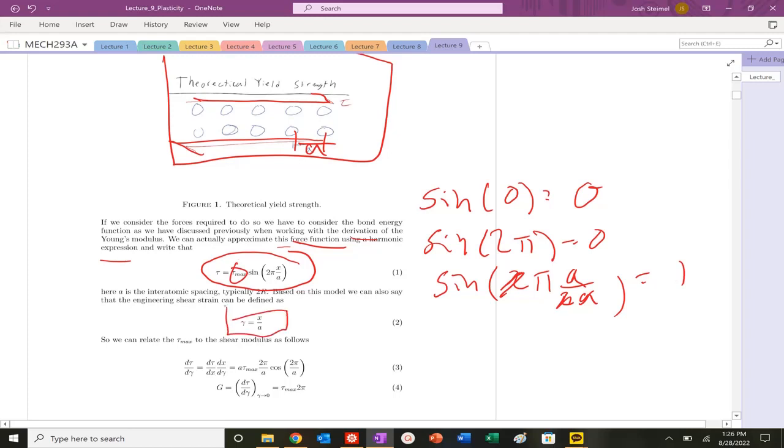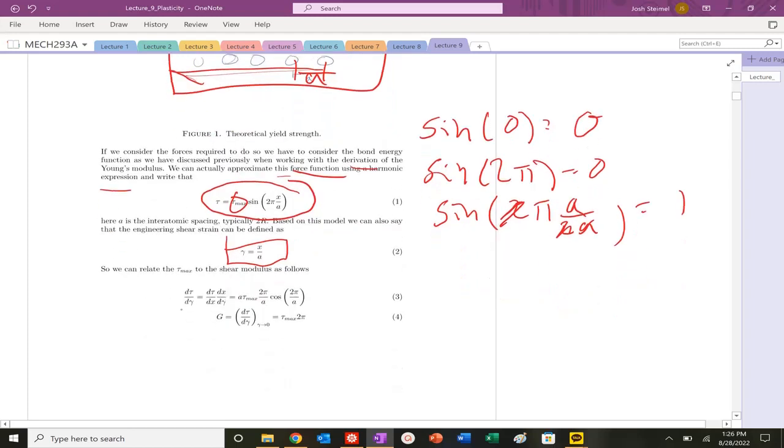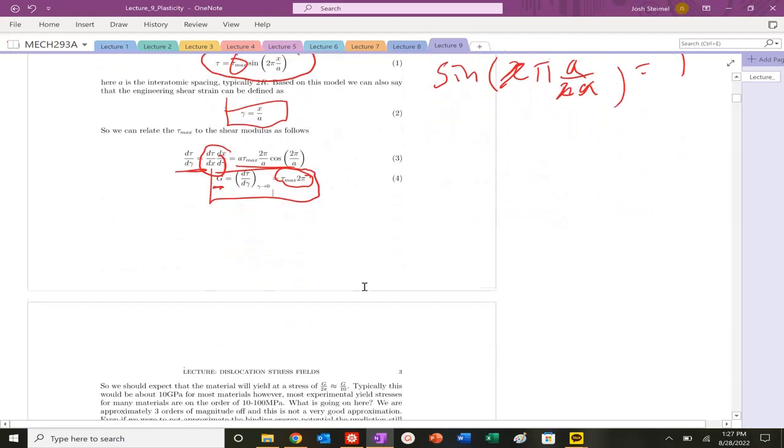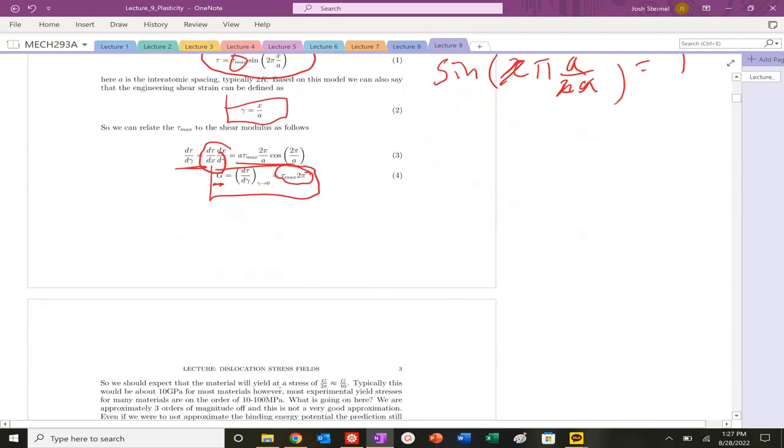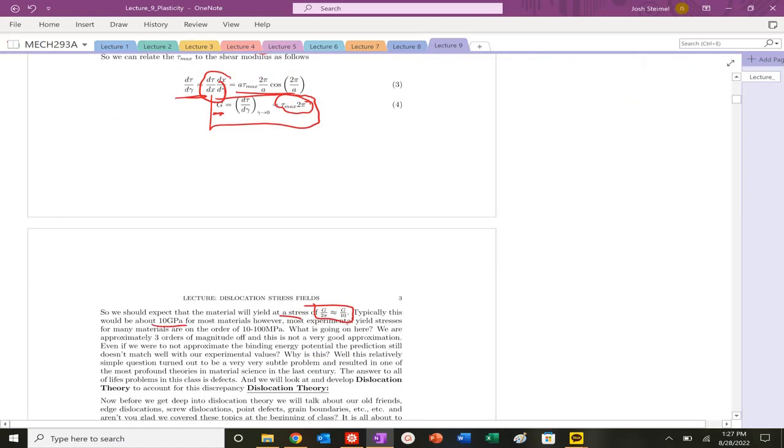So I could look at the engineering shear strain as that results. I could do a little bit of a chain rule as well, and evaluate it where the shear strain approaches 0, and develop an expression for my shear modulus. I can relate that to tau max, the maximum shear stress that the material should undergo, and you see it's G over 2 pi, basically about G over 10. That should be about 10 gigapascals for most materials. But we know experimentally the yield stress is around 10 to 100 megapascals. That's 3 orders of magnitude off. Why is this happening? What's going on?